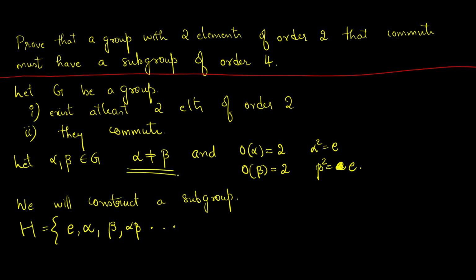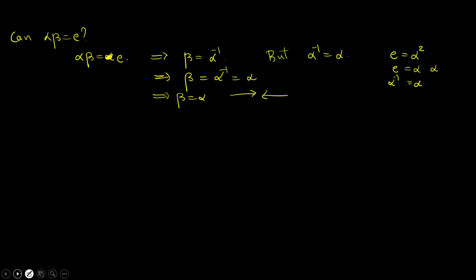We have begun with alpha not equal to beta. So this is not possible. So alpha beta cannot be equal to identity. Okay. Now, can alpha beta be equal to alpha?